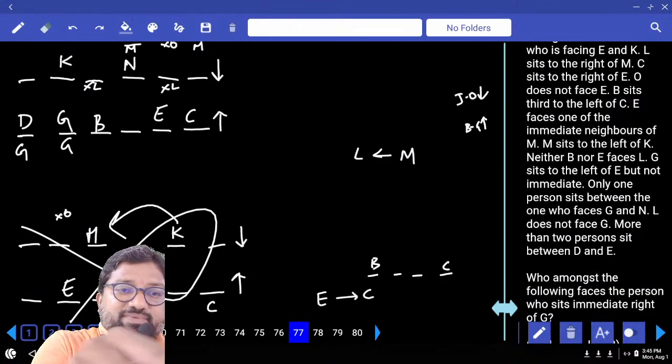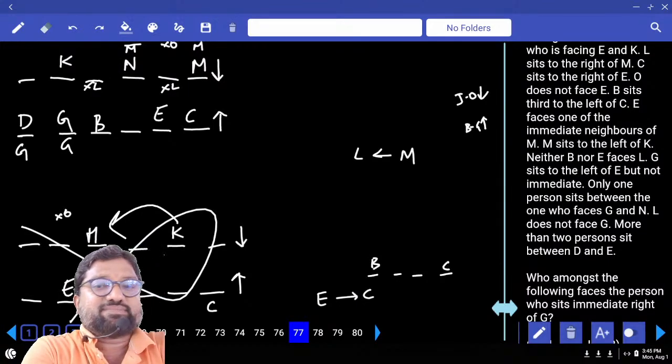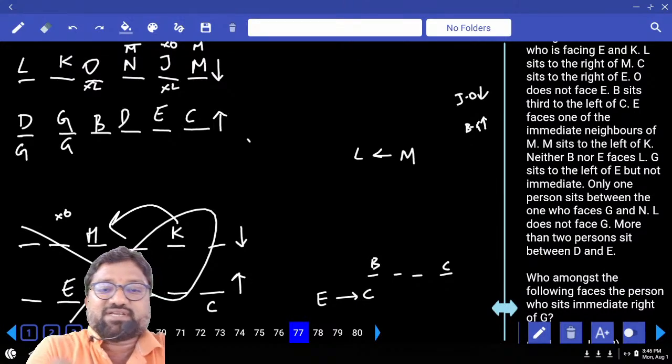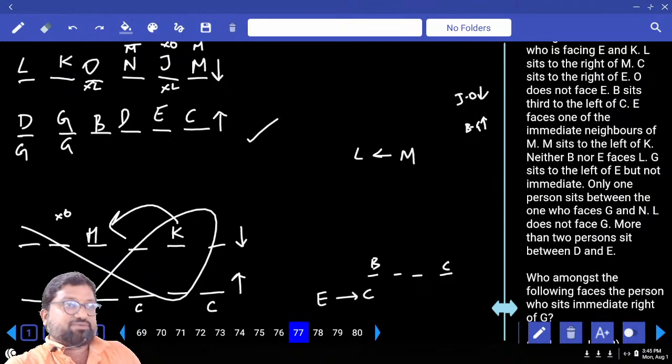When this is N, 100% guarantee this should be M. And this has to be L. And this should be O. The remaining person is J. Below it is BCD. Look, it is completed, and how fast the question got done.